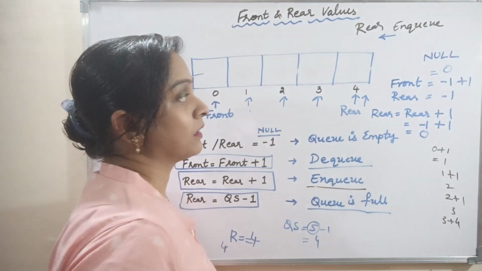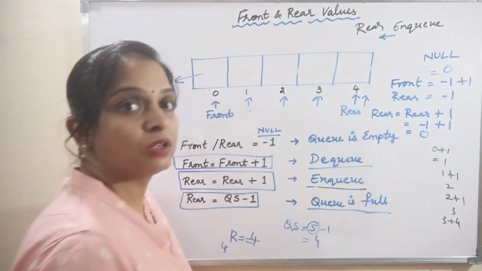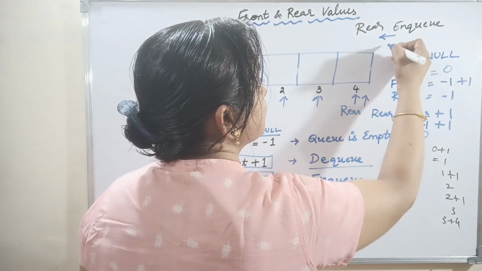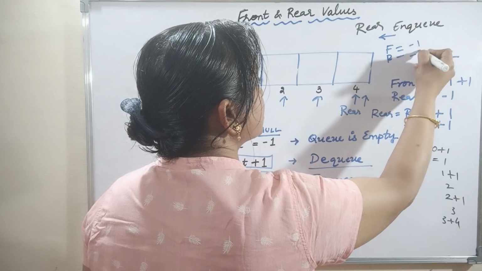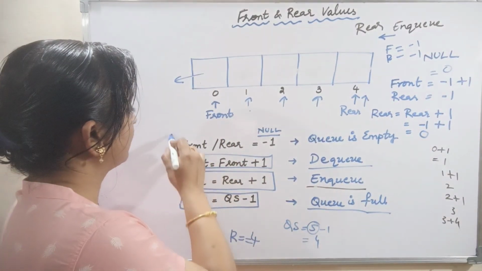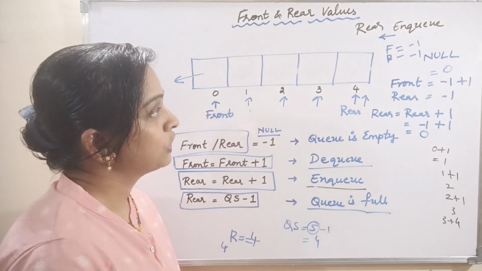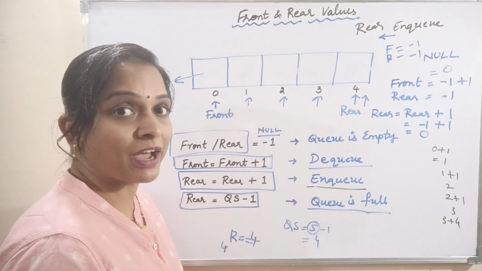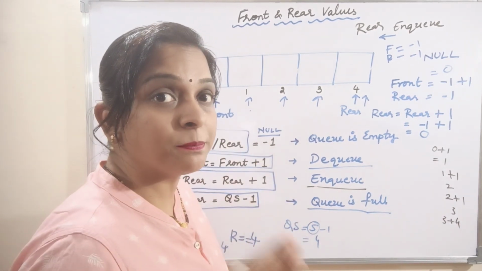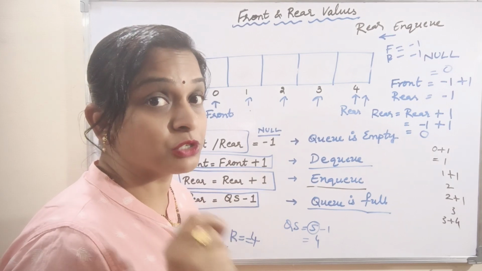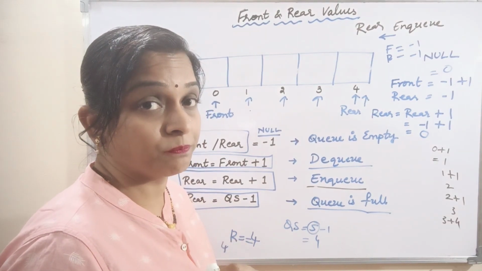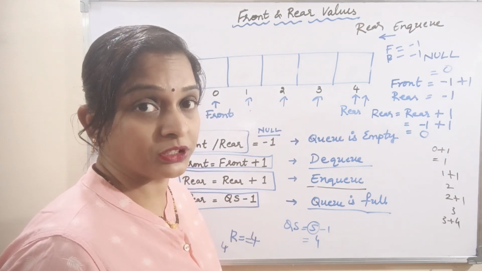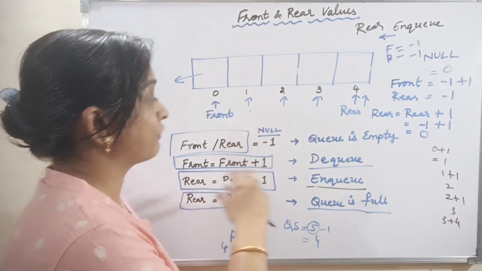When the front and rear become the same value, then I can say there are no items in the queue. And I need to reset the front and rear pointers to -1. Then front and rear become -1. Again, the queue is empty. So this is with the front and rear values. Remember these values because we have to use them for the algorithm. Front and rear pointers are very much essential. If you don't understand these front and rear values, you cannot understand the algorithm.